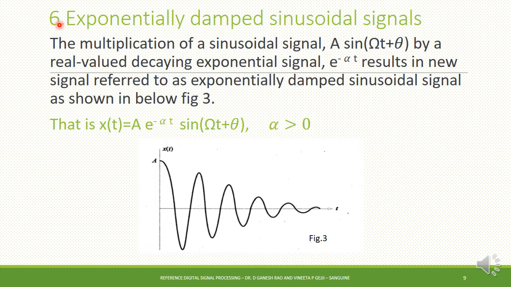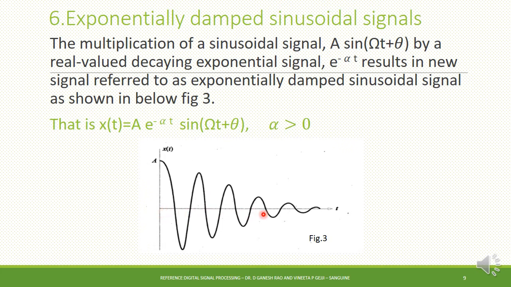So the sixth one is the exponentially damped sinusoidal signal. What is the definition of the damped signal and the undamped signal? First, you should remember this from when you studied oscillators. There you studied the damped and the undamped sinusoidal signals. Damped is nothing but what?